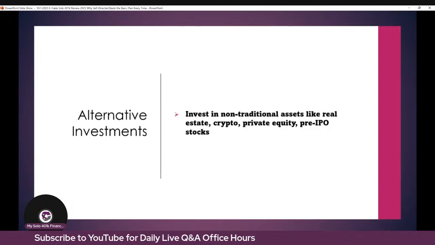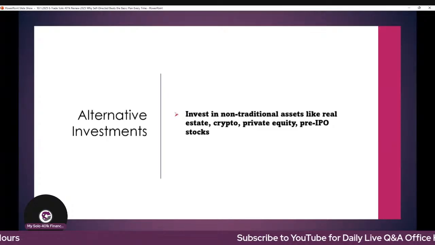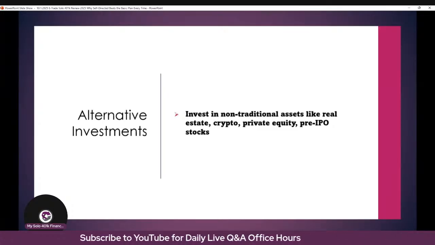So another top use case for our clients that is not supported by E-Trade Solo 401k is the ability to invest in non-traditional assets. So alternative investments. These are true alternative investments.